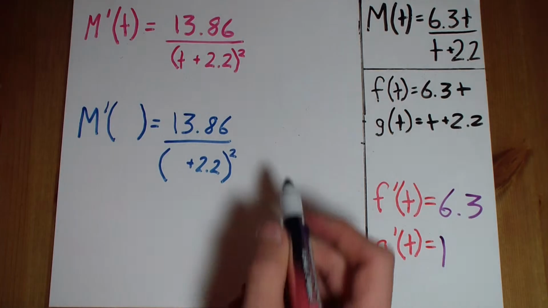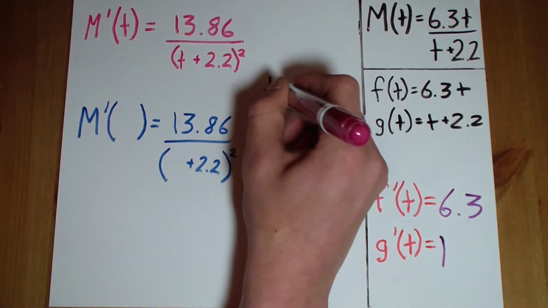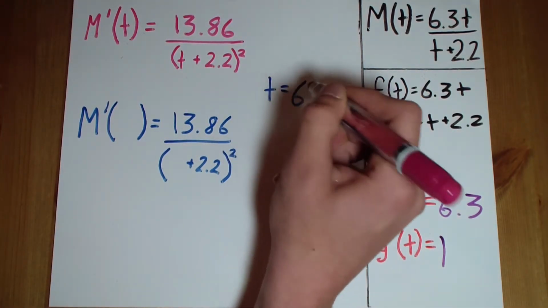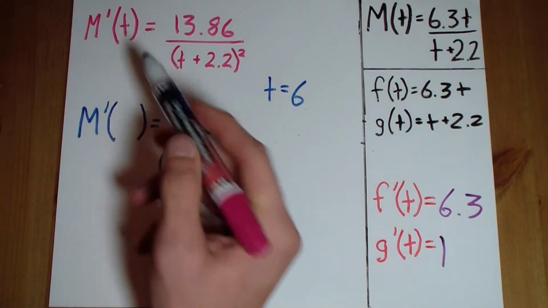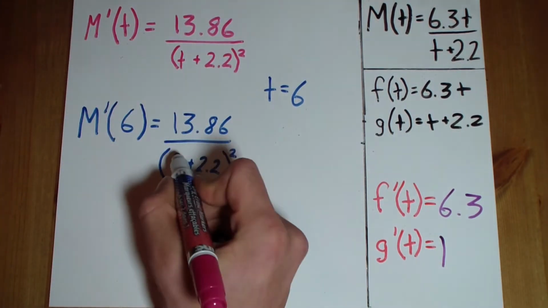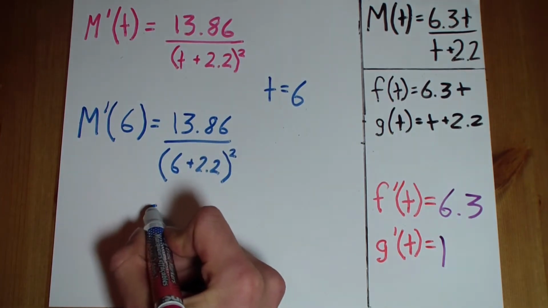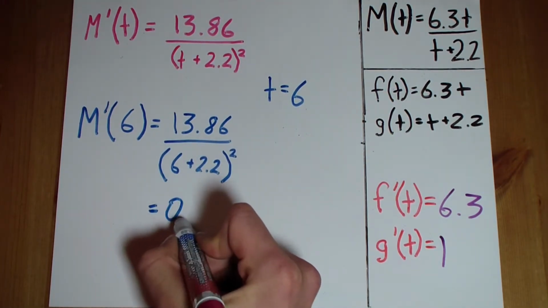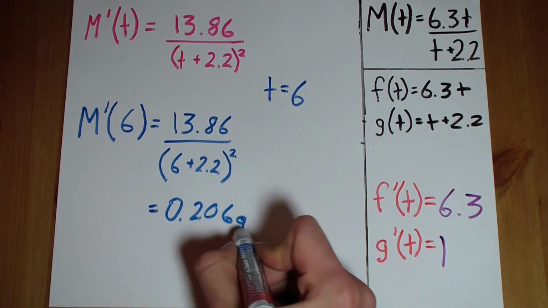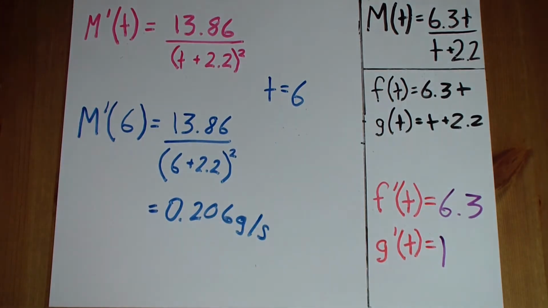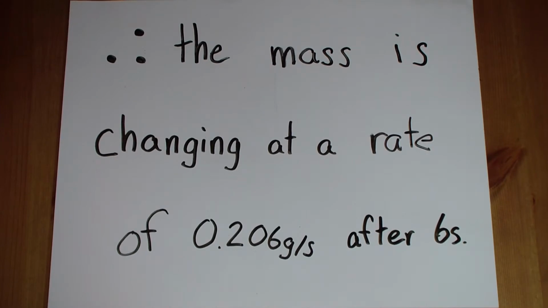The problem asks us to find the rate of change at 6 seconds. That means t, or time, is equal to 6. We can now sub this in and get our answer. Therefore, the mass is changing at a rate of 0.206 grams per second after 6 seconds.